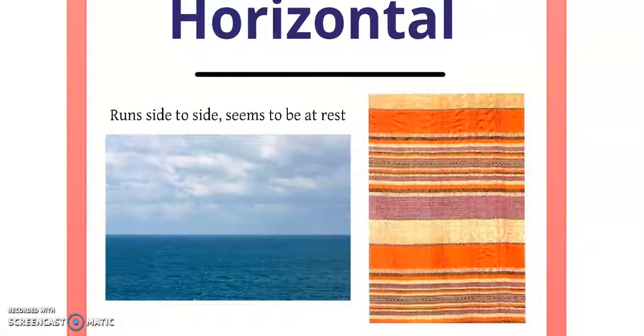Can you find the horizontal lines in this artwork? I see a horizontal line between the ocean and the clouds, and I see horizontal stripes that repeat on the colorful artwork on the right.